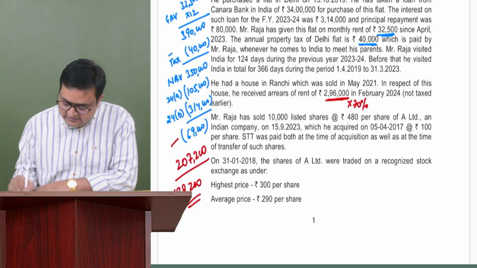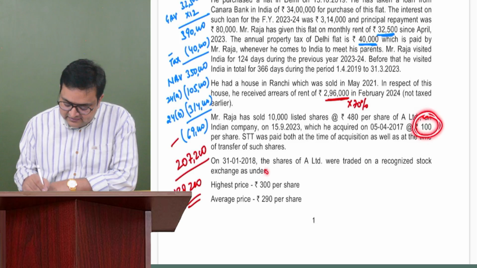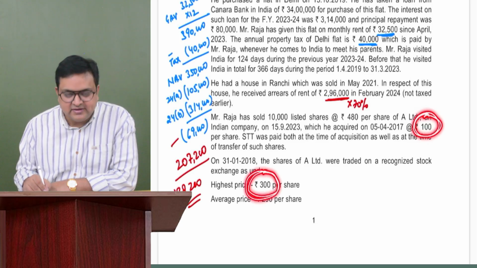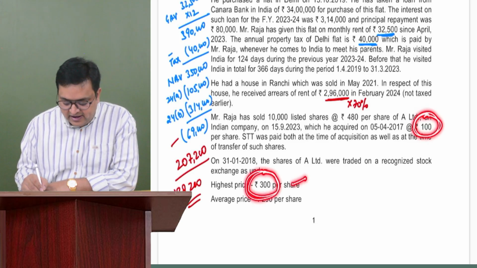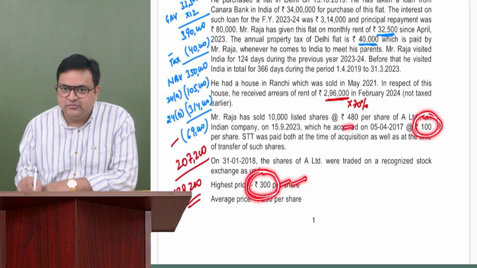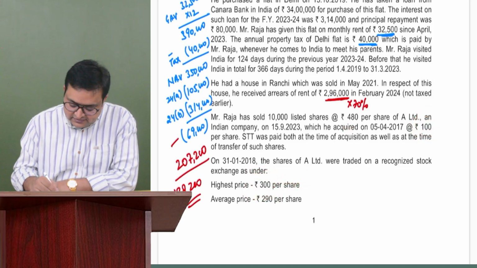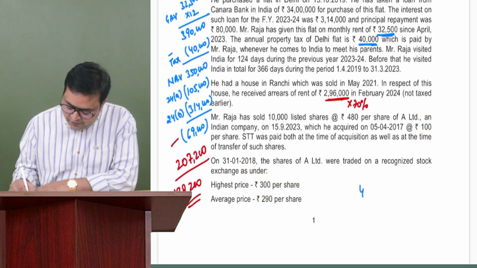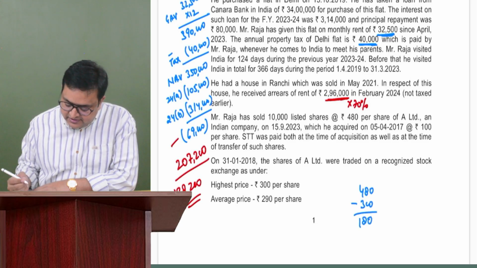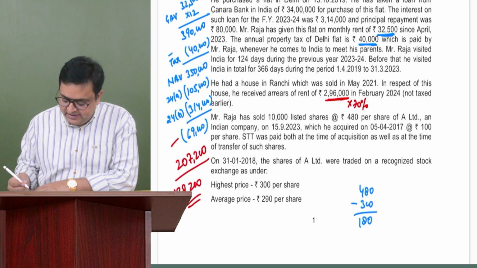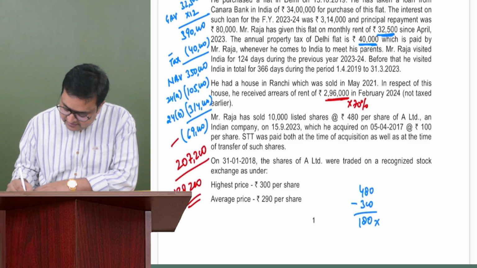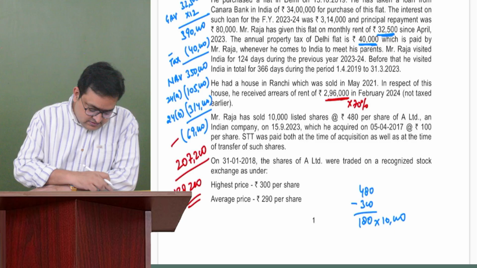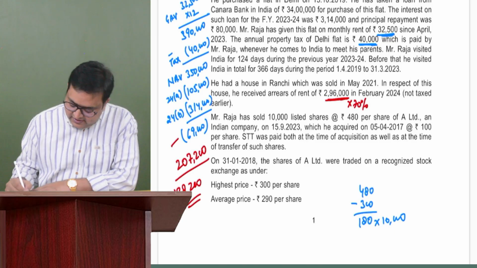So his actual price was 100 and this FMV of 300 is the highest price. We have to take 300. And of course, it is not more than the selling price also. So 300 would be the cost. So 480 we are selling it, 300 would be the cost. So 180 per share is your capital gain. And how many shares are there? 10,000 shares. Agree? So 10,000 into 180, that is 18 lakh.